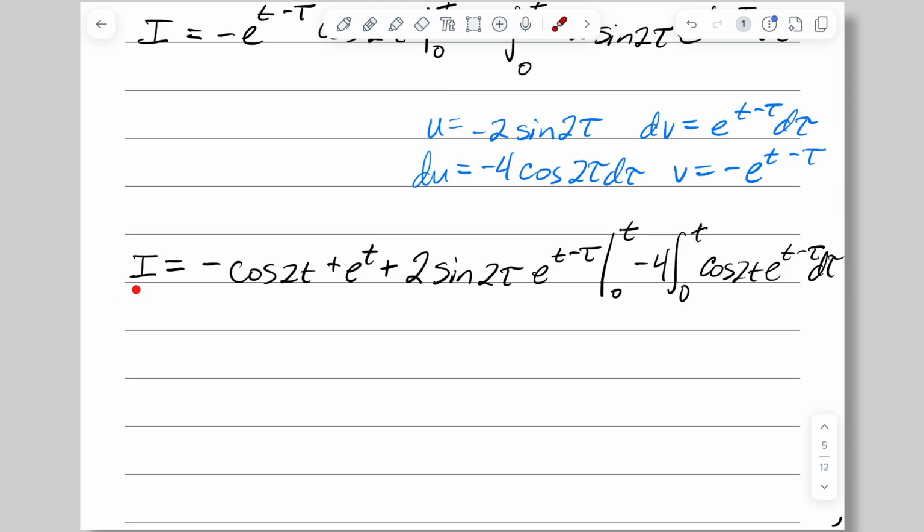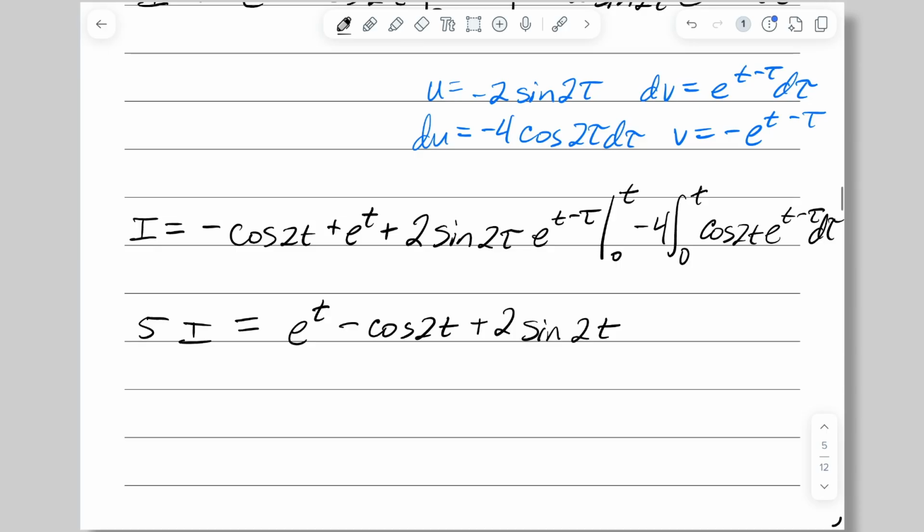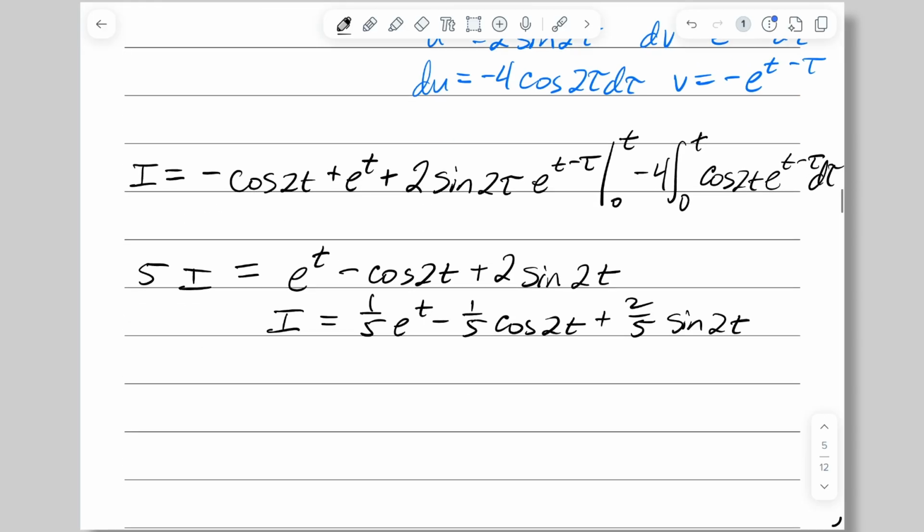Collecting like terms, so adding 4 times the integral to both sides is going to give us 5 times that integral on the left, and on the right hand side I'll rewrite e to the t minus the cosine of 2t, and then evaluating the expression with the sine and the exponential at its limits of integration is going to give us plus 2 times the sine of 2t, finally giving us that the integral is 1/5 e to the t minus 1/5 cosine of 2t plus 2/5 times the sine of 2t, and that's what we can write down as the convolution of the cosine of 2t and e to the t.